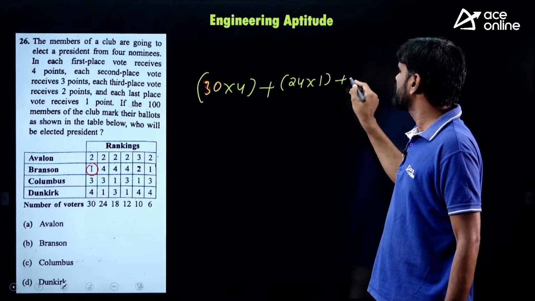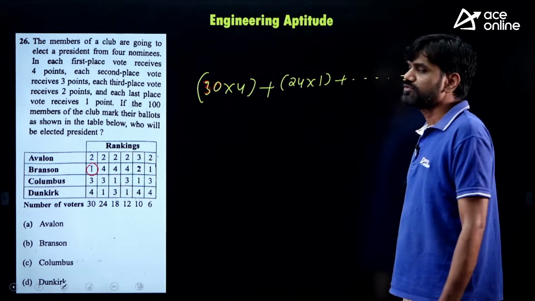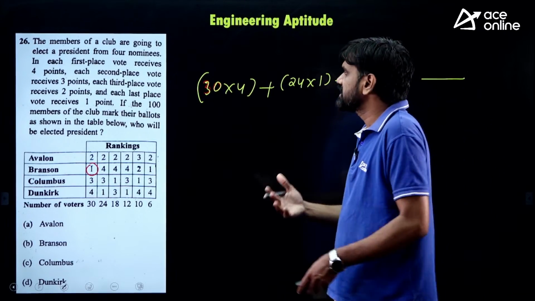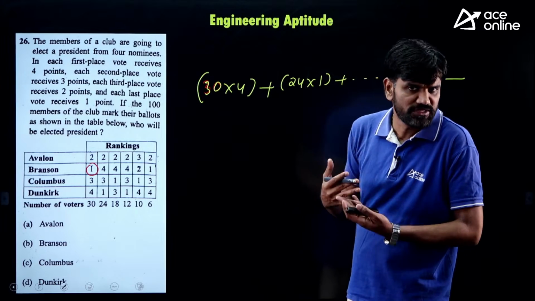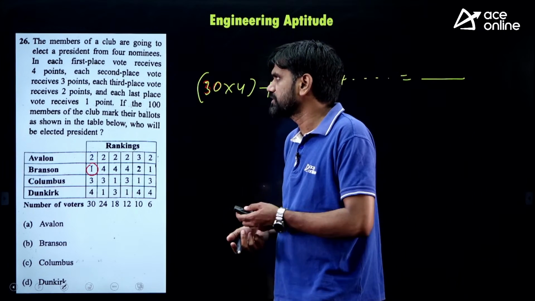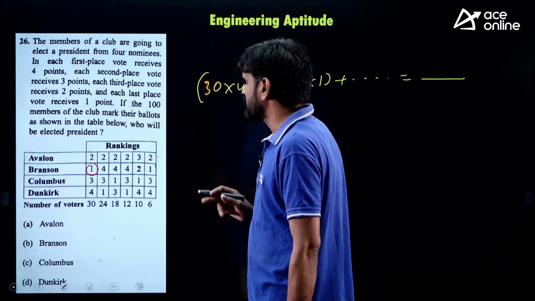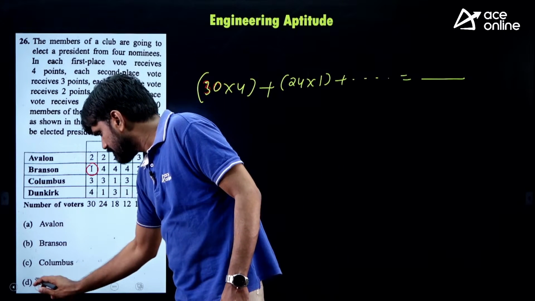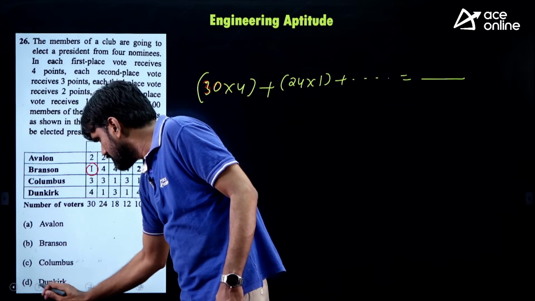So like this, if you keep on adding, you will be getting the total number of points received by each person. Whoever is getting the highest number of points is going to be the person who is going to be chosen. So it is moderate to difficult, I can say. So problem number 26, this option is D.